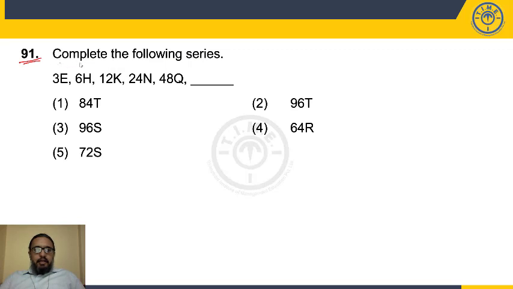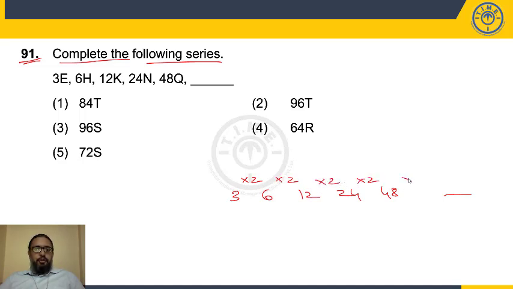Question 91. Complete the following series. Okay. So we have the numbers 3, 6, 12, 24, 48 and blank. So what is happening here? 3 into 2, 6, 6 into 2, 12, 12 into 2, 24, 24 into 2, 48. So 48 into 2 you get 96. So except for second and third options, we can remove the remaining.